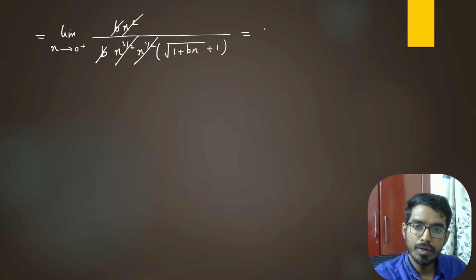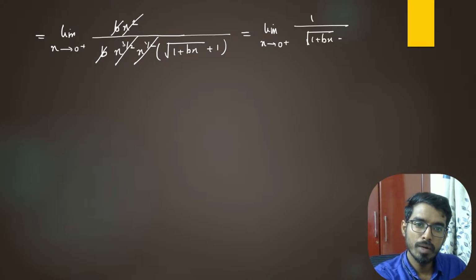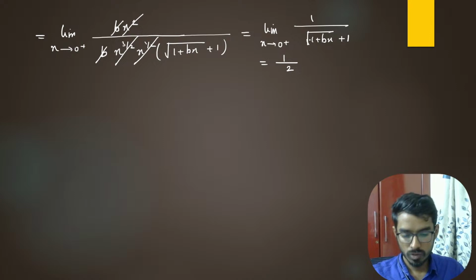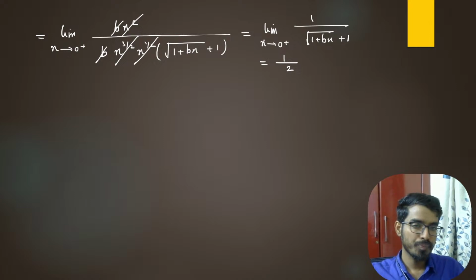When you apply the limit, you will have limit x tending to 0 plus, 1 divided by root of 1 plus x plus 1. So when you apply the limit, it will be equal to 1 by 2, right? Because this is 0, so 1 plus 1. So your RHL is 1 by 2.